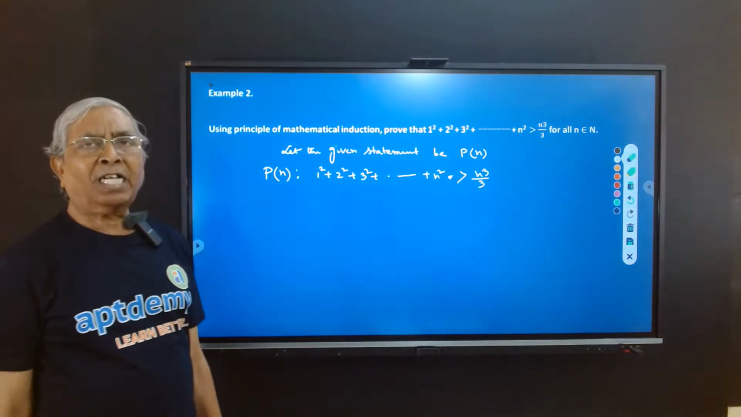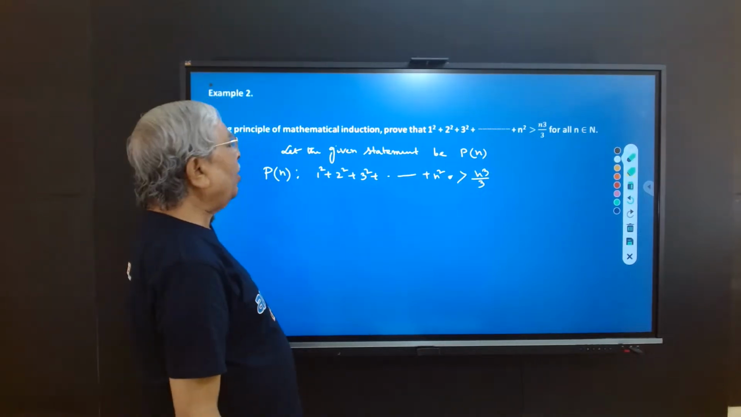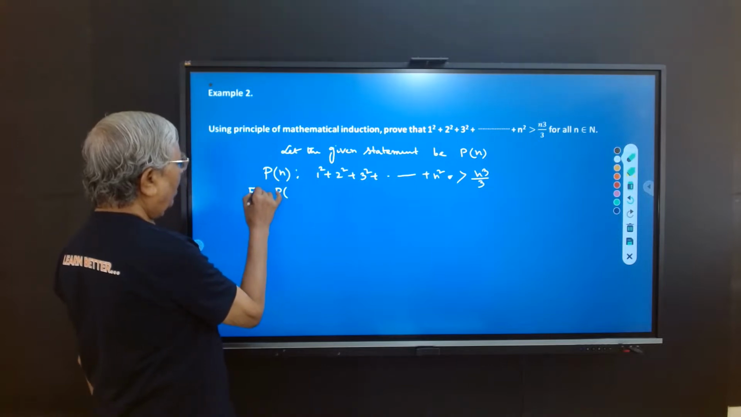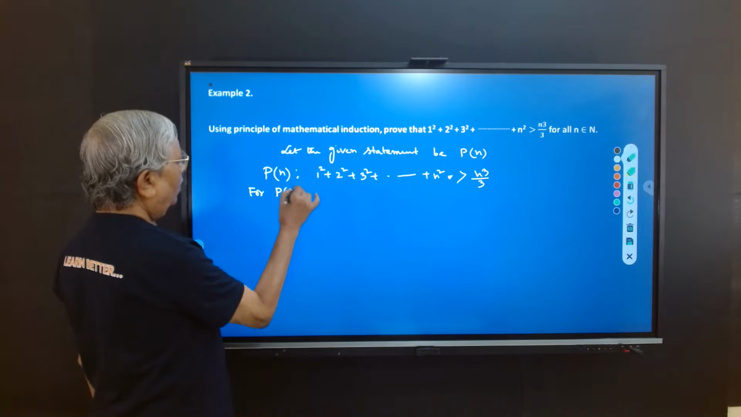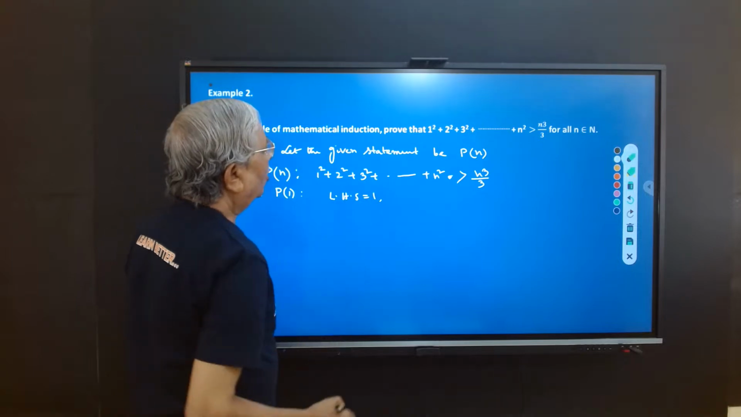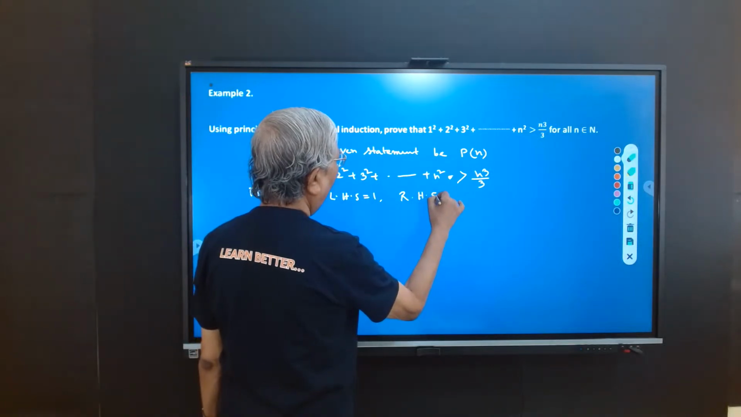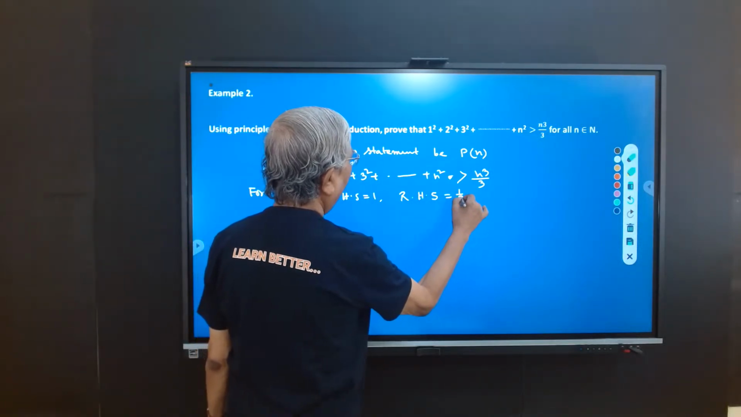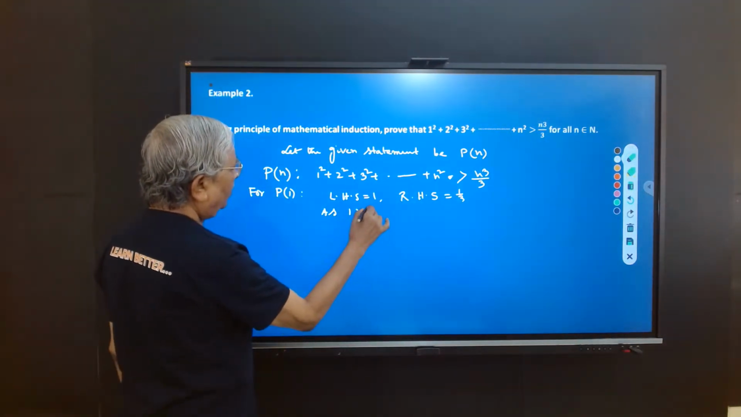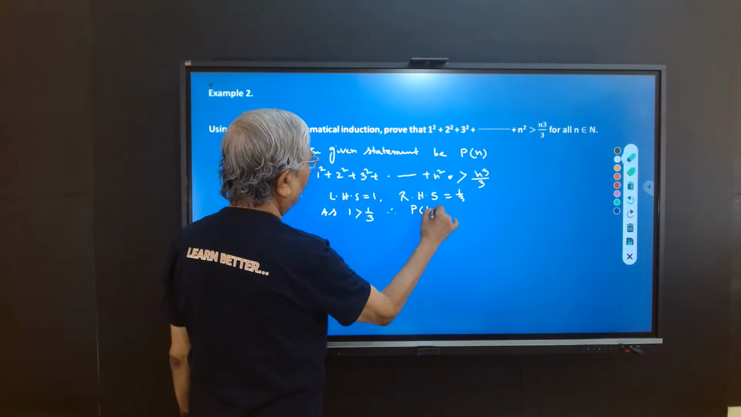What was the principle of mathematical induction? First, for this statement, you have to show that P1 is true. What is our P1? For P1, the left hand side equals 1. What about the right hand side? One third. So as 1 is greater than 1/3, therefore you can say P1 is true.